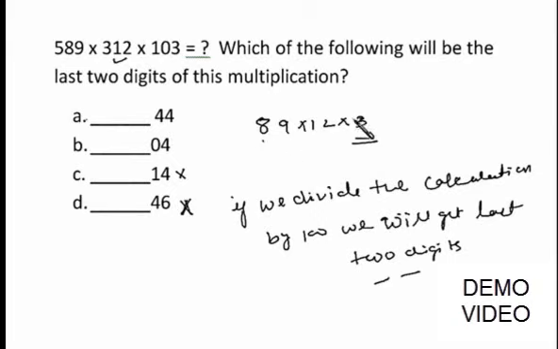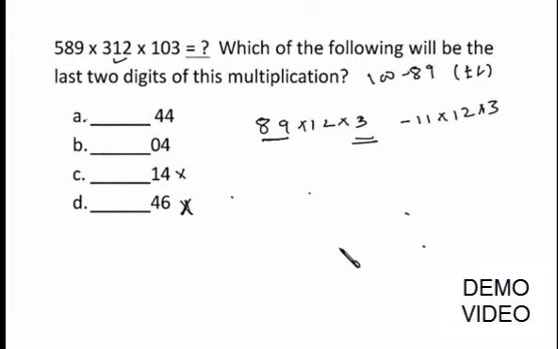So instead of 89, what we can do is 100 minus 89, that is 11. But 89 is there, so it is minus 11 from 100. So what I can do is, it's minus 11 into 12 into 3. Don't worry, I'll repeat the problem once again. Just listen to me carefully. It's minus 11 into 12 into 3.